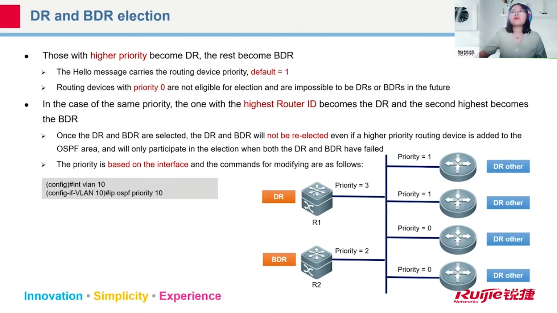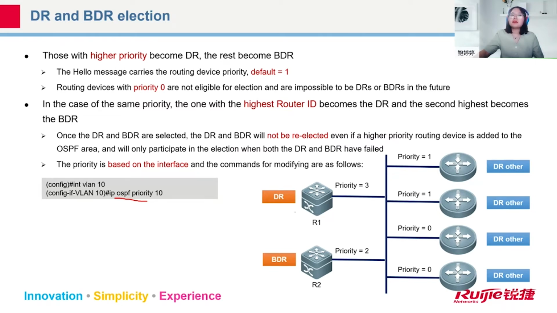And how to change the priority? We can use the command ip ospf priority 10. And pay attention, this command is added into the interface. If you use a layer 3 switch to run OSPF, maybe you can enter the VLAN SVI interface to give the priority. If there is a layer 3 interface, you have to enter the interface and change the priority to a different value. And another one, in case of the same priority, the one with the highest router ID will become the DR, and the second highest router ID will become the BDR.